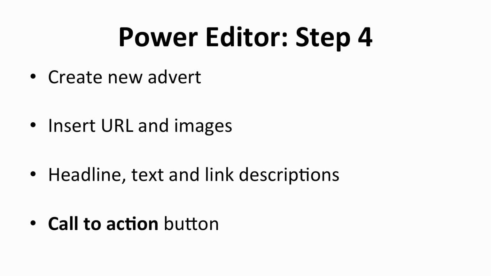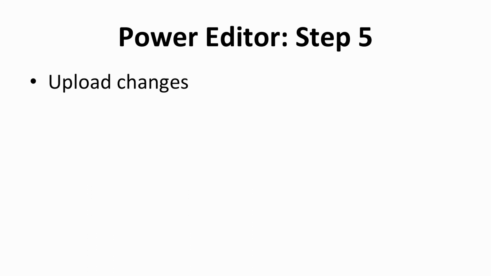Moving on to step 4 to create a new advert. Once again, the procedure in Power Editor is the same as Advert Manager for this section. Insert the URL and images you want to use for your advert, and then key in the headline, text, and the link descriptions. The preview is also available in Power Editor. Looks exactly the same. And then the call to action button is there as well. Finally, after everything is done, click Upload Changes. Then your advert will go on live.